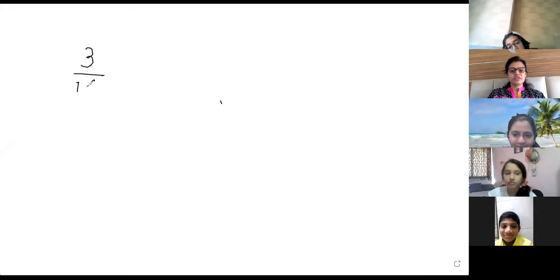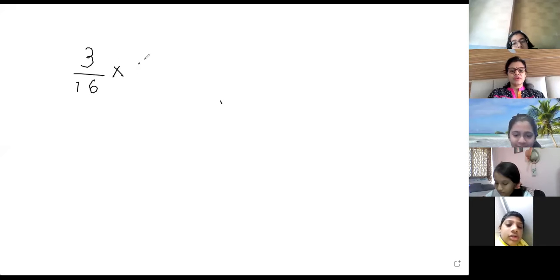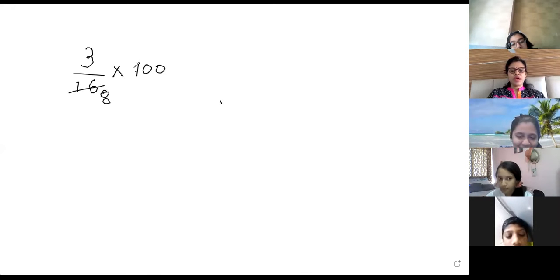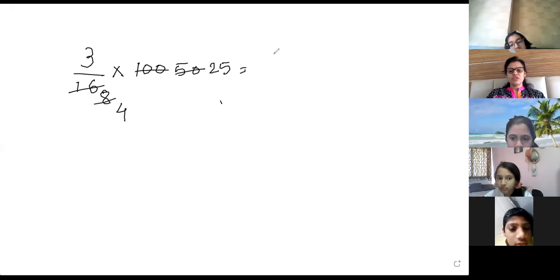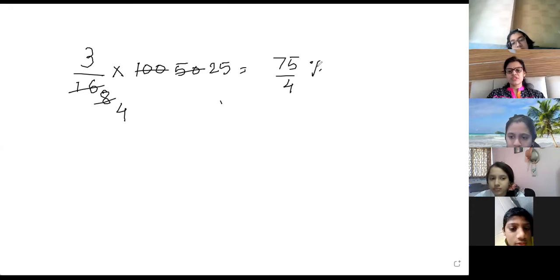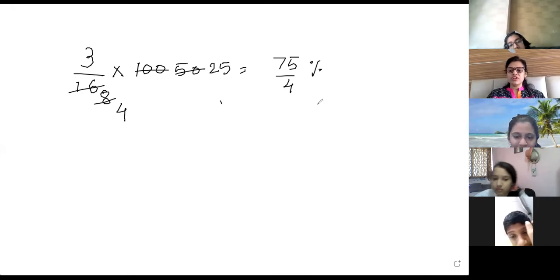3 by 16 into 100. Okay, 2 8s and 2 50s, 2 5s are 10 and 0. Then again 2 4s and 2 25s. So you got 25. 25 3s are 75 divided by 4%. Okay, so you can leave it like that also, but it is better to convert it into decimal.